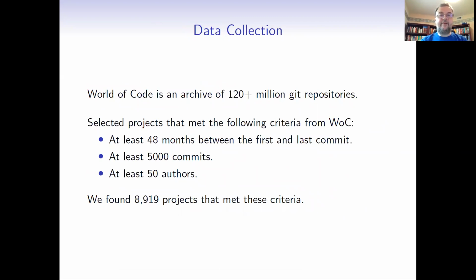We collected our data from World of Code. We wanted projects that had sufficient history to find change points. And we found almost 9,000 projects with 4 years of history and at least 5,000 commits and 50 authors.